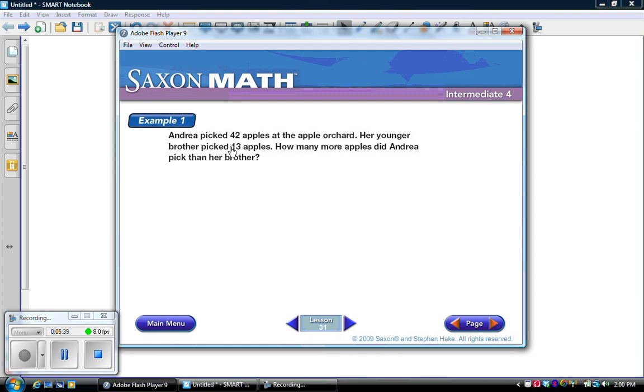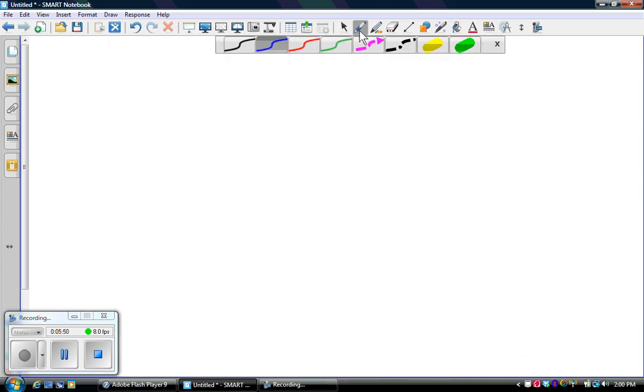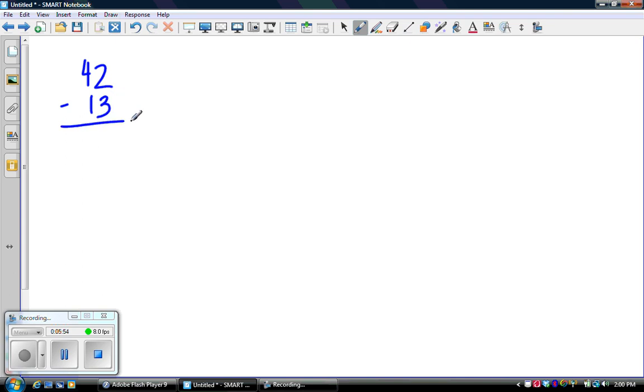So we're finding the difference, and when we find the difference, we subtract. When we subtract, we normally put the larger number on top. So we're going to do 42 minus 13. And we cannot take 3 away from 2, so we're going to borrow. 12 minus 3 is 9, and 3 minus 1 is 2. So the final answer for this one is 29 apples.